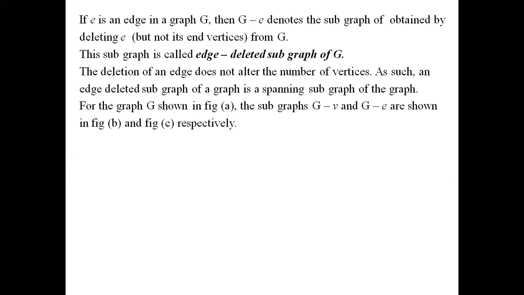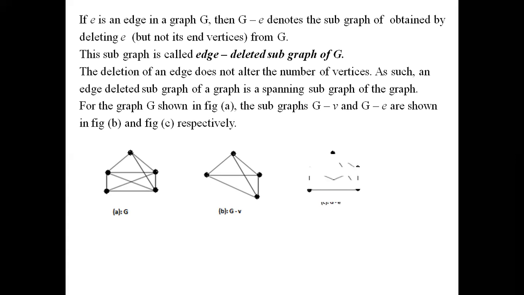For the graph G shown in figure A, the subgraphs G minus V and G minus E are shown in figure B and C respectively. The figures are here. So figure A represents the graph G. Figure B represents the graph G minus V, where the vertex is deleted. And figure C represents the graph G minus E, where the edge is deleted in this graph.